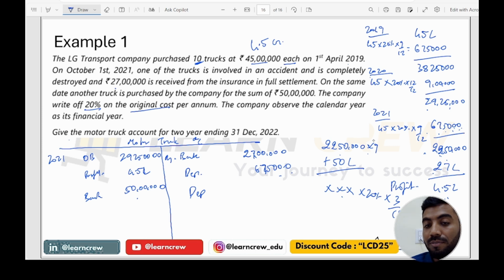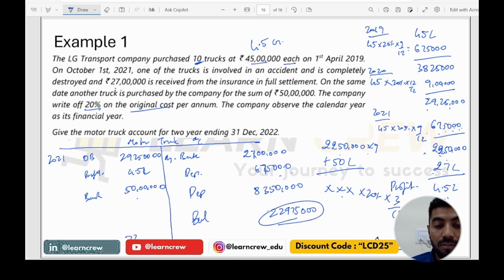by 12, because for 9 months it is already calculated. Now we need to find it for 3 months. We'll be getting a value of 83 lakh 50,000 depreciation. Okay. After this, we will be getting a closing balance of 2 lakh 75,000. This balance will be taken to the next step.